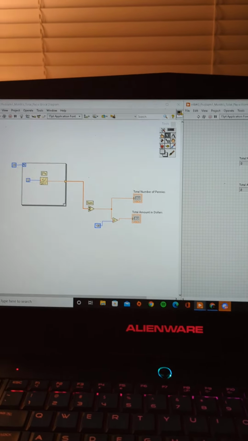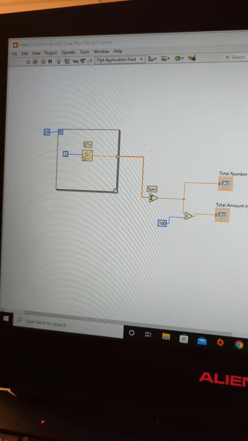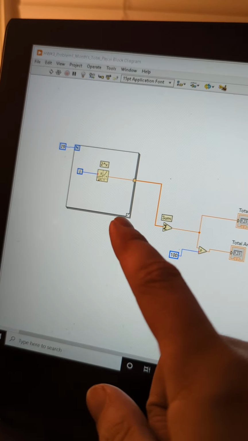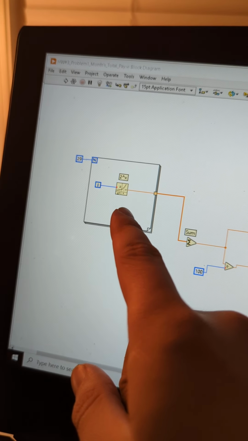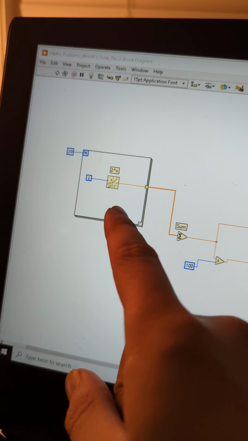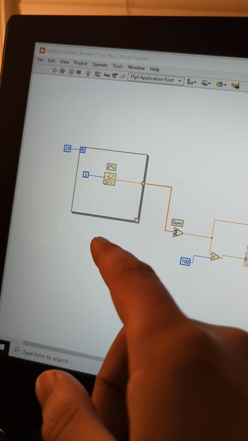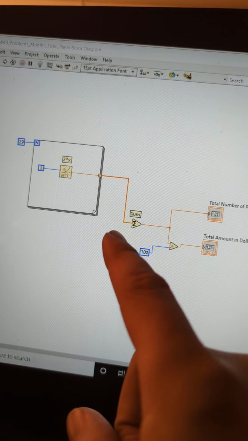So this is problem 1 from chapter 3. It's the month's total pay. So essentially we have a for loop here, and this is a 2 to the x function, and our i iterations is wired into x. We have 29 wired into our n, which means the for loop will run 29 times. So i will go to 29.